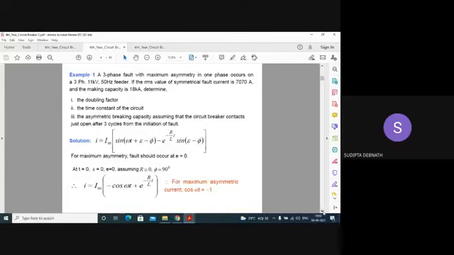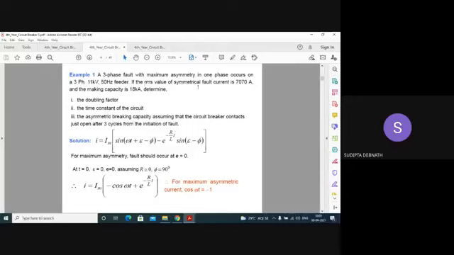Now this is an example given. You go through these examples thoroughly, because some typical examples are given, and you will have a clear concept about these phenomena that take place in the circuit breaker. Now see, three-phase fault with maximum asymmetry. I told you when maximum asymmetry occurs, it occurs when the voltage is at its zero value.